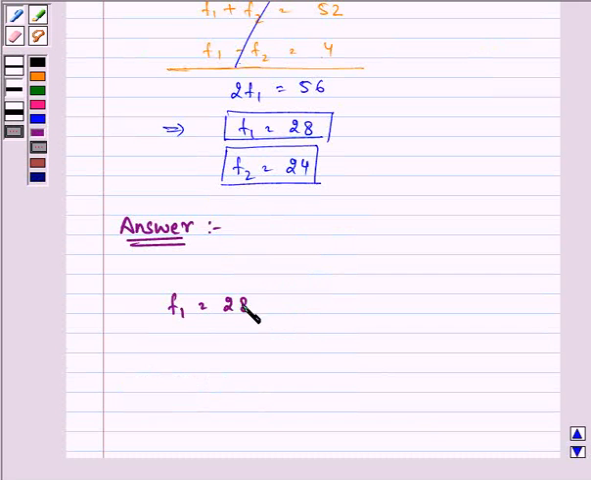Right. So, the answer to the question is F1 is equal to 28 and F2 is equal to 24. Right, so this completes the solution.